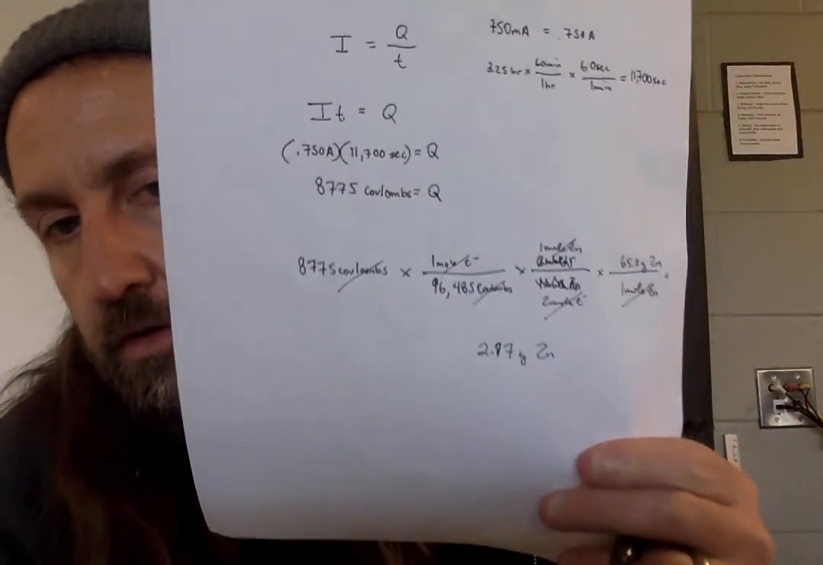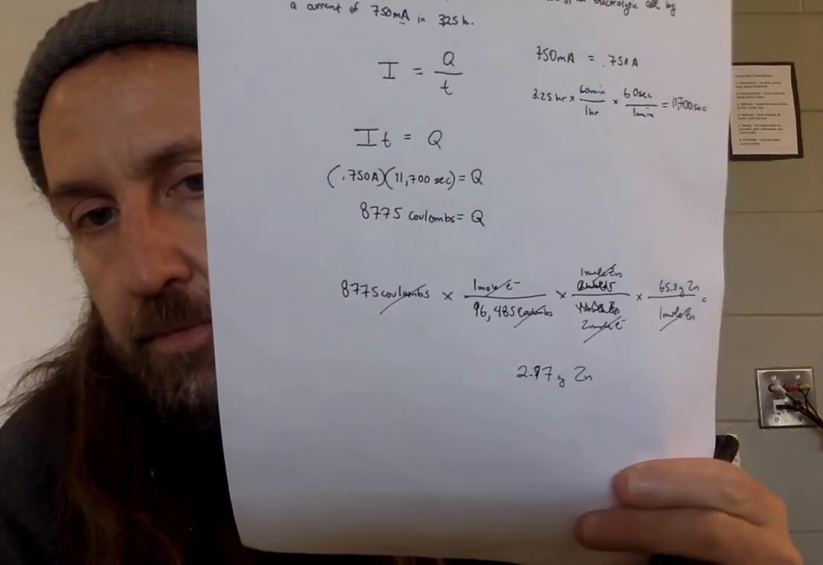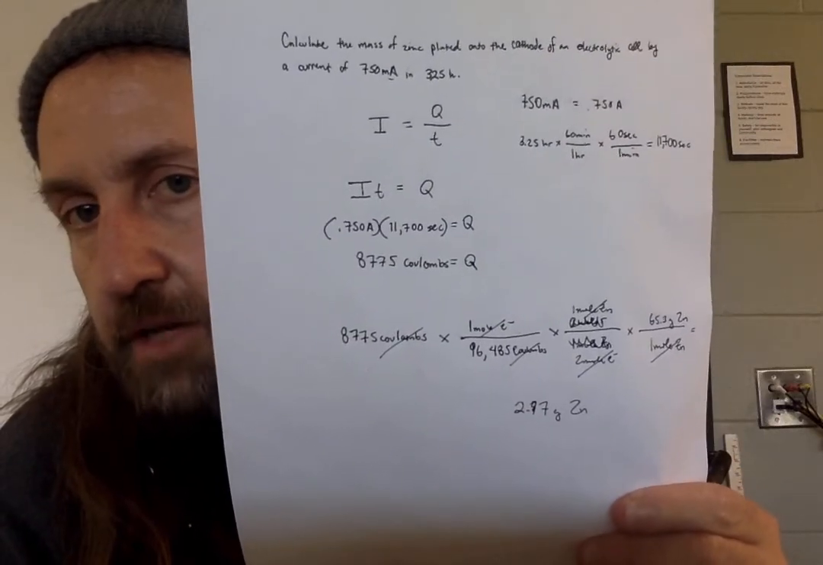2.97 grams, and I'll just keep it at 3 sig figs. 2.97 grams of zinc. See, it's not that bad, Faraday's law.